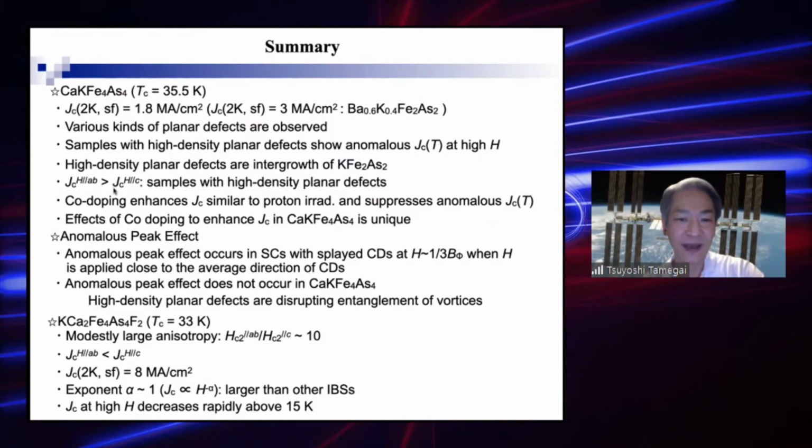And we confirmed cobalt doping and also proton irradiation enhance Jc very much. I also introduced this anomalous peak effect, which occurs around 1/3 of Bφ when we spread around the defect. However, this anomalous peak effect is absent in 1144, which is probably due to this high density of defects. And finally, I introduced this 12442 system, which has the highest Jc among all the iron-based systems. Thank you very much.